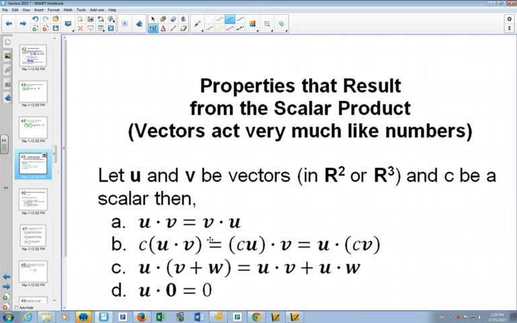So here are some basic properties that result from the dot product. Can you see that it doesn't matter which way you do the dot product? That u dot v would be the same as v dot u, because you're just multiplying the components together and adding them. And if you would do that in a different order, it wouldn't matter. If you have another scalar out in front times by a dot product, you can do the dot product first and then multiply. Or you could multiply first and then do the dot product. And it will have the same result.